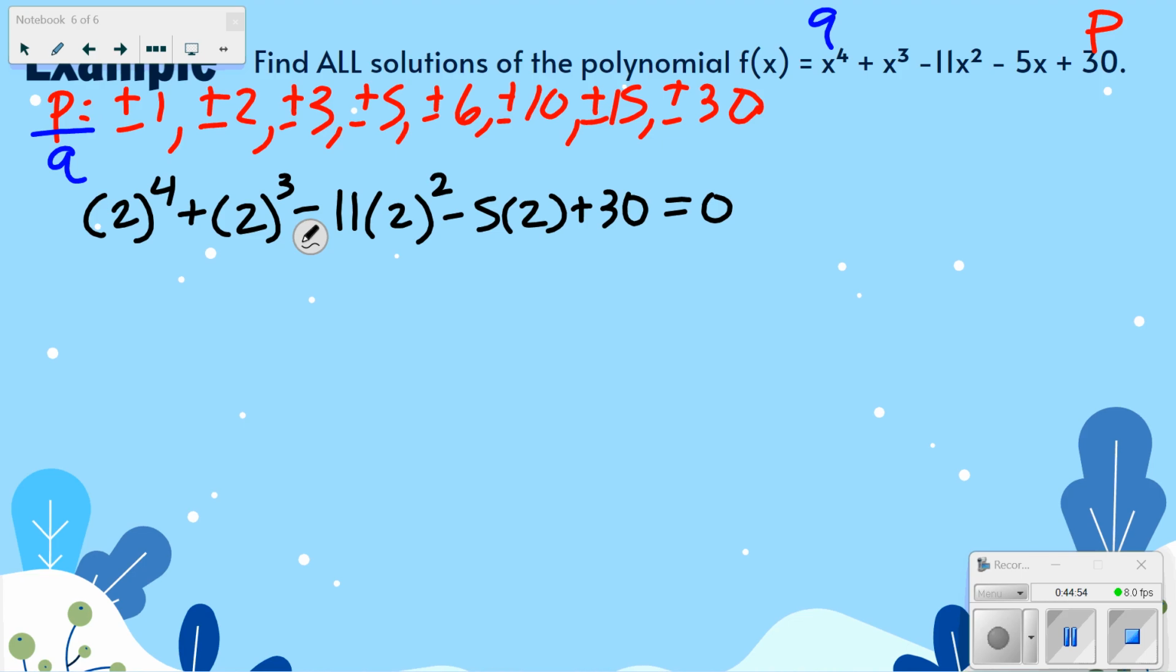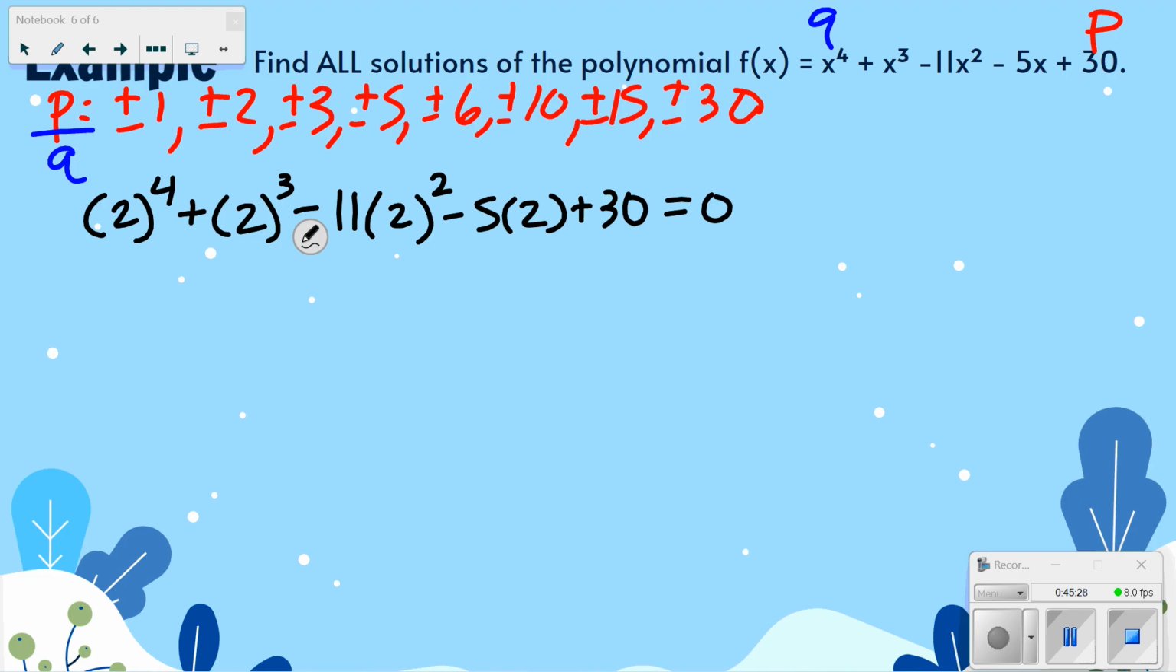Now what can we still do to find how many more solutions I should be looking for if I know 2 works? What do you think, Eamon? 3. My degree is 4. I should have 4 total. So I know I have 1 real that's already going, right? So maybe I have 2 real, 2 imaginary, or maybe I have 4 real that I'm looking for from here. So I find 2 works. What should I be thinking about doing next if I know 2 works? 2 works, so what are we thinking about next?